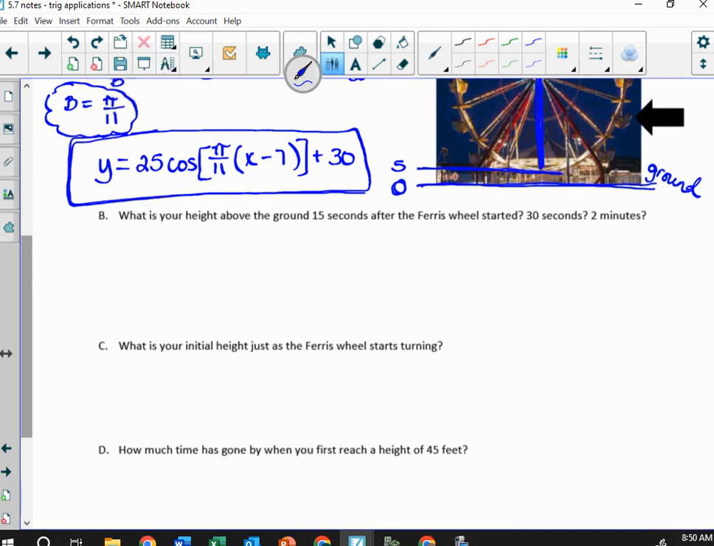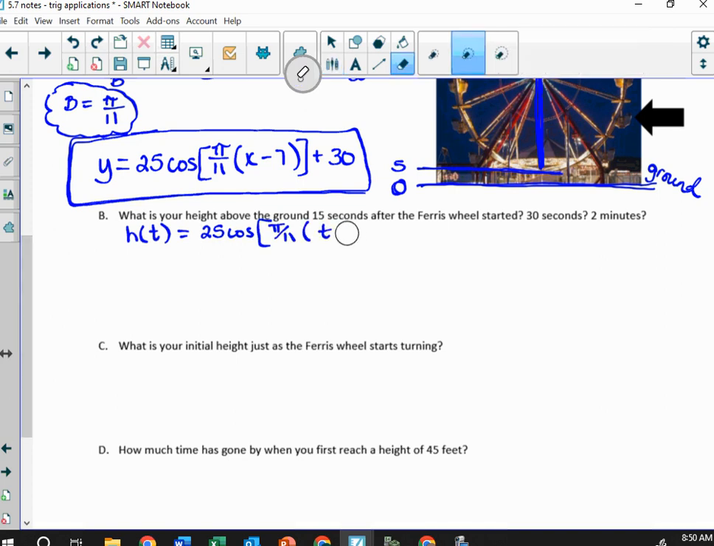And guys, I'm going to rewrite this equation in function notation. You don't have to do it this way, but I'm just going to do it with like height and time. So h of t. So we are looking for h of 15 to begin with.